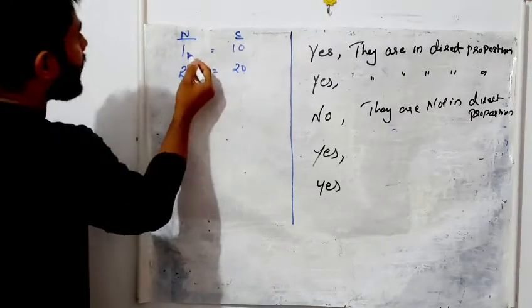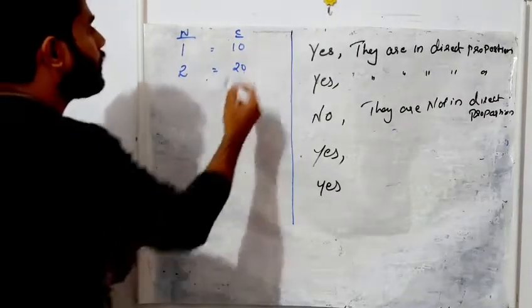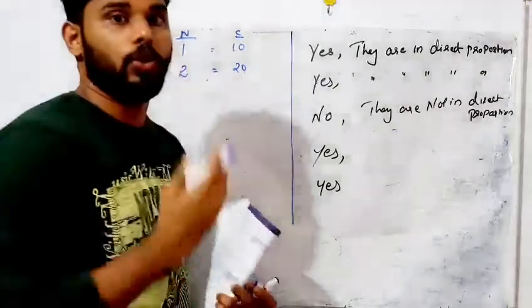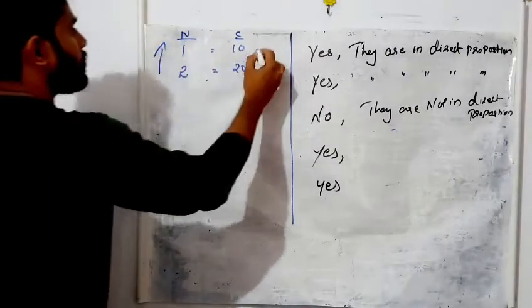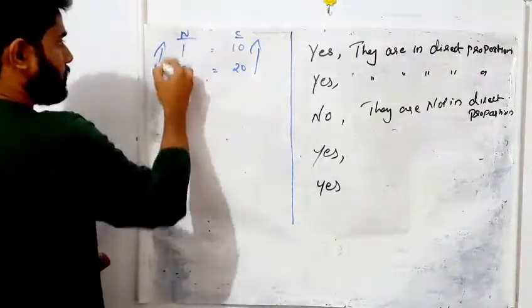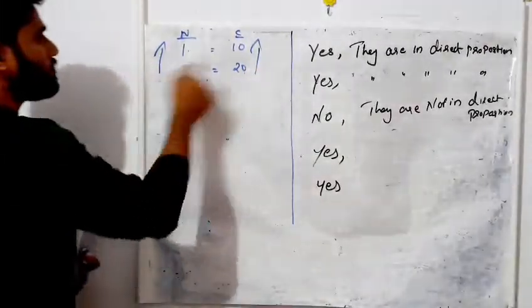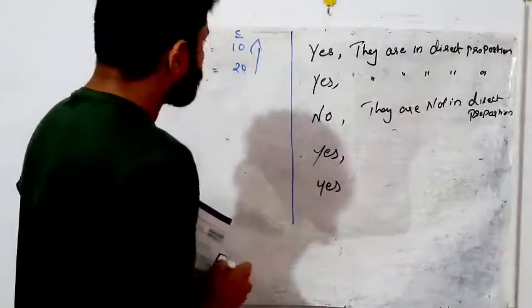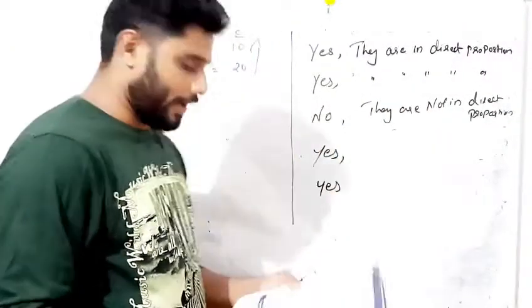Okay. When the number of pens is increasing, at the same time the cost also increases. So number is increasing, so this is also increasing. Understood? From 1 to 2 is increased, so this means the increase sign. Same time cost also increases. Two things are both increasing. So it is direct proportion. Clear?